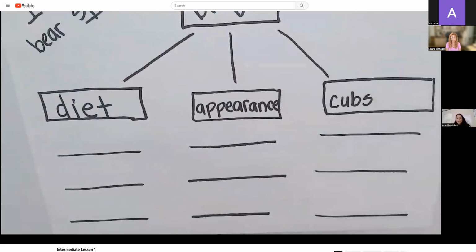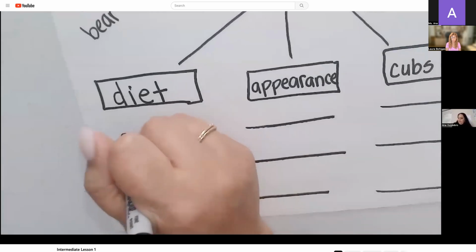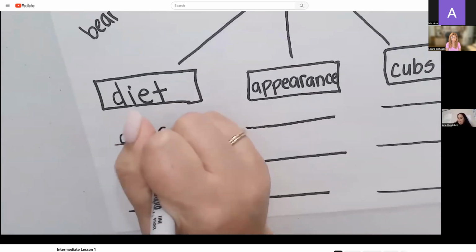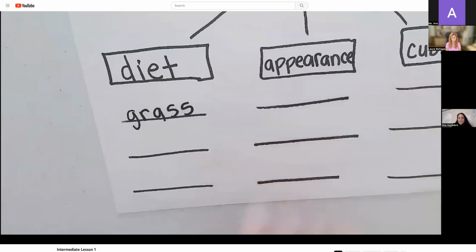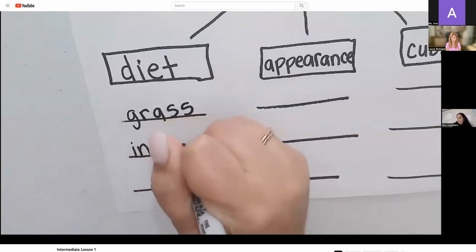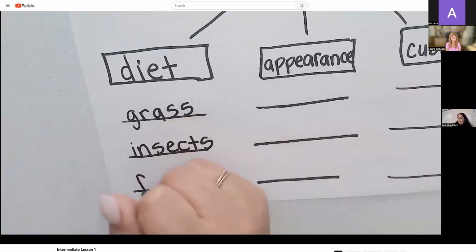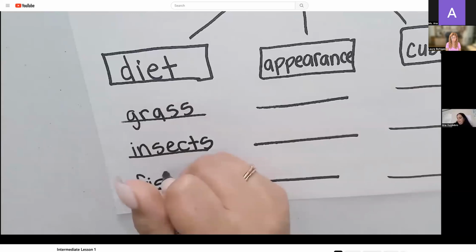Excellent. And you might have thought of some other things that were not in the text, but I'm just going to go ahead and write the first 3 things listed, just because that's easiest. Grass, insects, and fish.